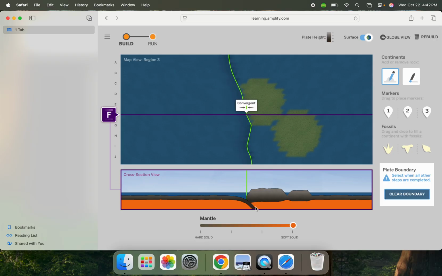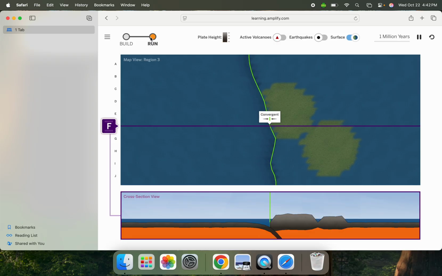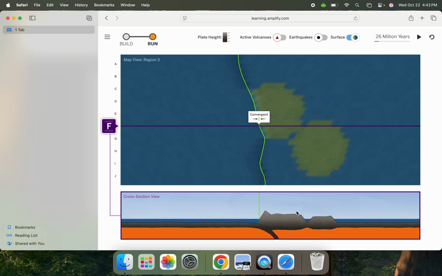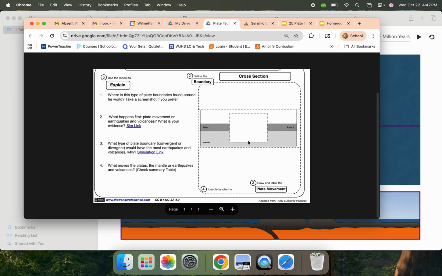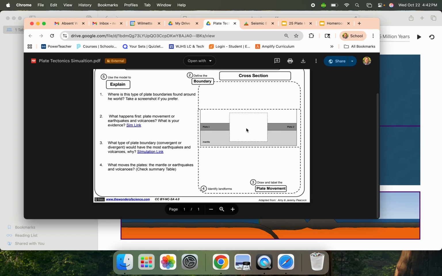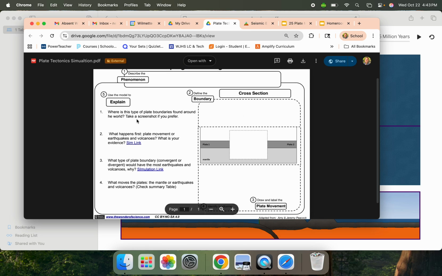Notice the cross-section view is the side view. This is very important for the test. This is the top view, the map view, or land. We have our cross-section view. I'm going to run it, and then observe what type of landforms happen here. I would screenshot it and crop around this, and then put it into our worksheet here. You are going to identify the landform, and then draw arrows showing the directions of how the plate is moving for our cross-section. Then, where is this type of plate boundary found around the world?